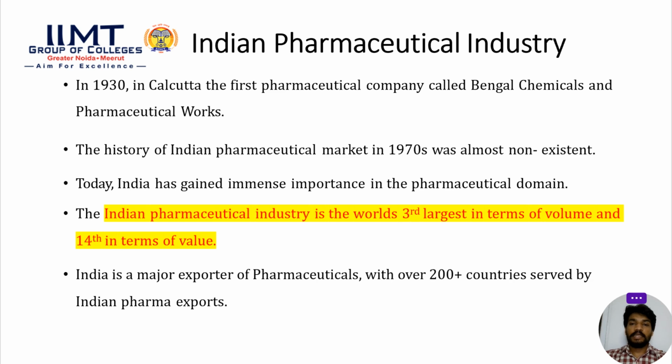Next, we will talk about the Indian pharmaceutical industry perspective. In 1930, in Calcutta, the first pharmaceutical company, Bengal Chemicals and Pharmaceutical Works, was established. The Indian pharmaceutical market in 1970 was almost non-existent. Today, India has gained immense importance in the pharmaceutical domain. The Indian pharmaceutical industry is the world's third largest in terms of volume and 14th in terms of value. India is a major exporter of pharmaceuticals, with over 200 countries served by Indian pharma exports.